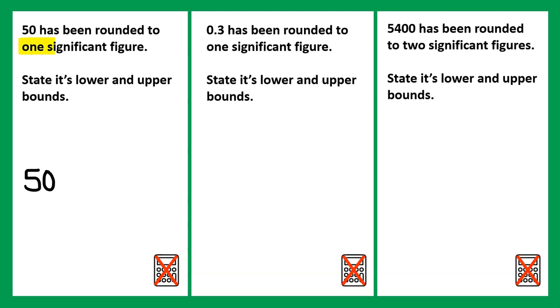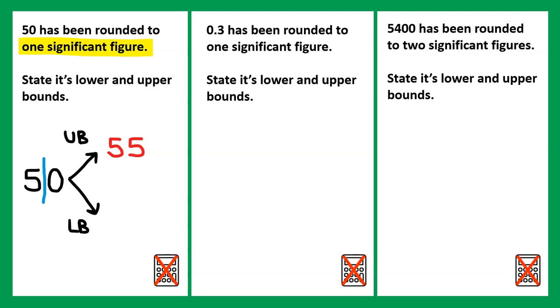Starting off with 50 and rounding to one significant figure. The first significant figure or important digit is the 5, meaning my rounding line needs to go after this number. Now I've identified correctly where the rounding line goes, I can find the upper bound by putting a 5 after the rounding line to give me 55, and the lower bound I can put a 5 after the rounding line, but remember to take away 1 from the number before it. In this case, rounding to one significant figure would be the same as rounding to the nearest 10, and that's because the 5, which is the first significant figure, is in the tens column.